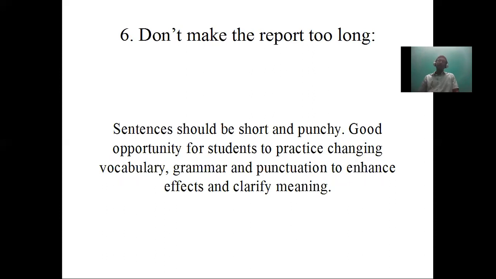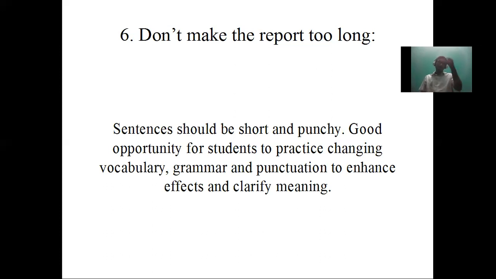Number 6, don't make the report too long. If you make the report too long, then sometimes people will feel bored. People will feel tired. People will feel that this is unnecessary. Why has this report been so long? There's nothing much in this report. Unnecessary information, unnecessary interviews, unnecessary questions have been given there. So they will switch over the news report and go to another news report. Rather, they should like to read your news report. So don't make the report too long.